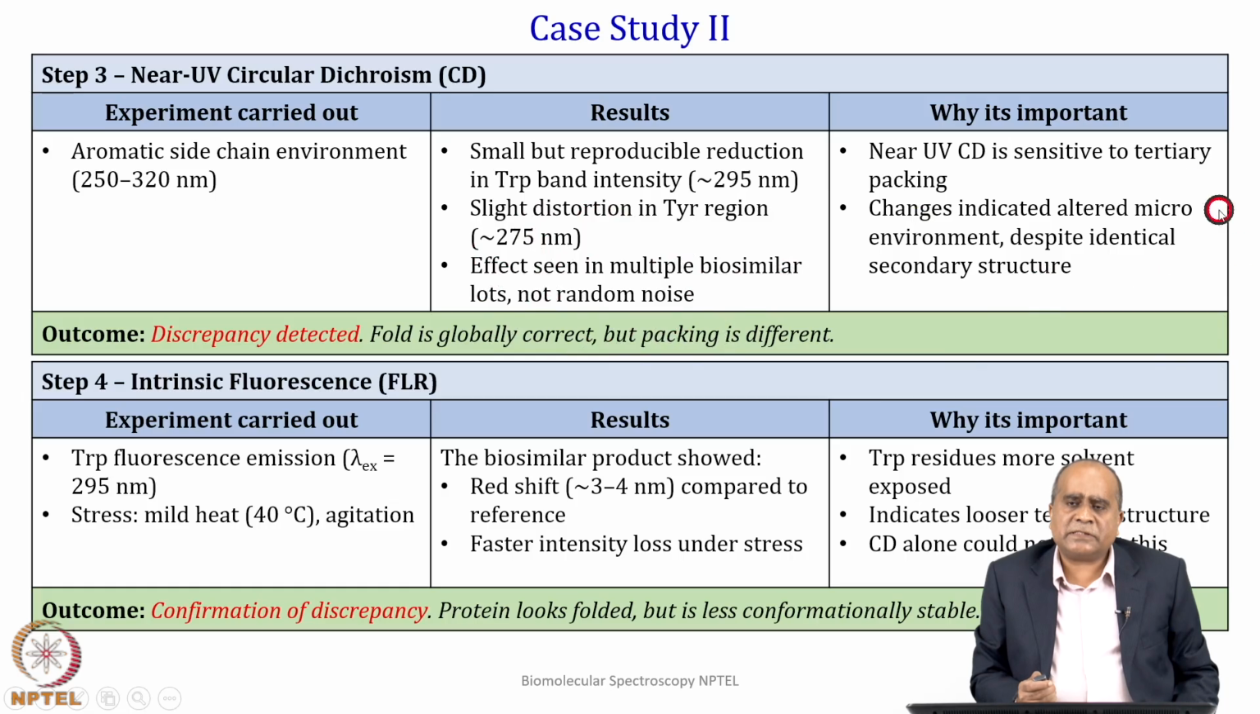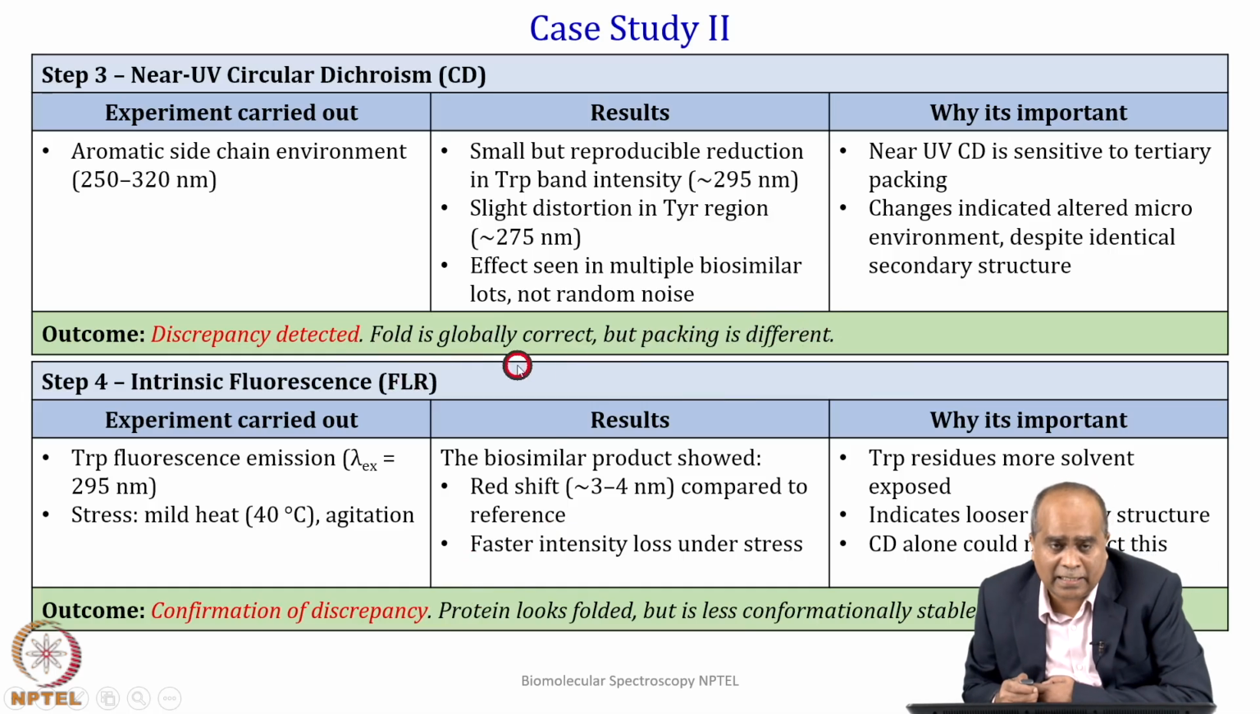Near UV CD, we know, reports about tertiary packing, and changes indicate an altered microenvironment despite identical secondary structure. So we are detecting something changing between the biosimilar lot and RLD. The discrepancy we can detect: the fold is globally correct, but packing seems to be different as we move from secondary to tertiary structure.